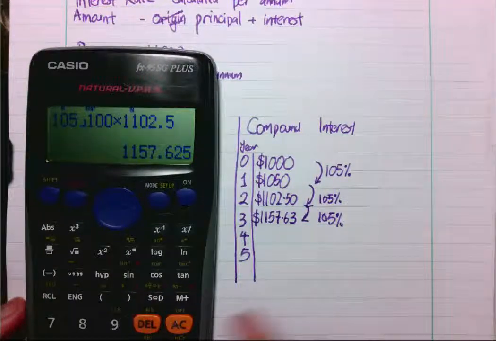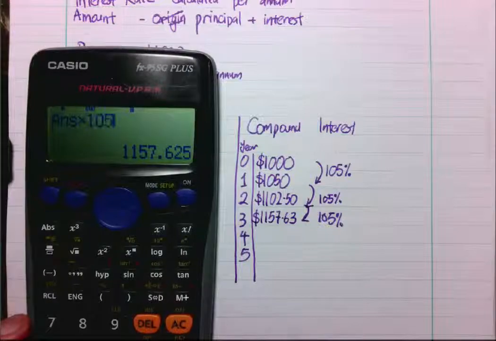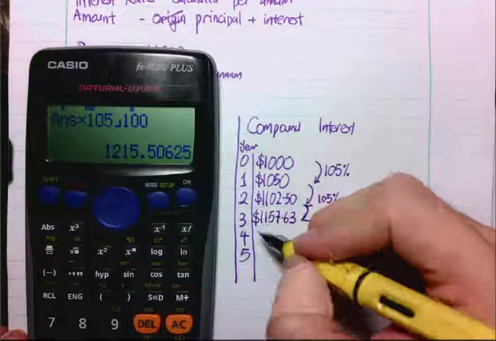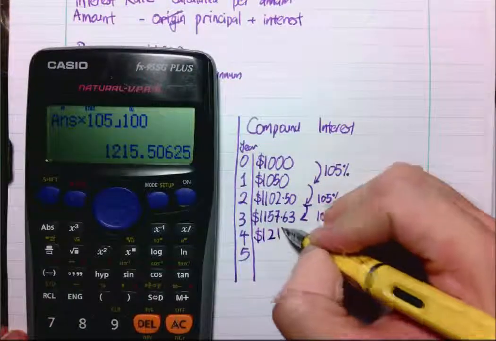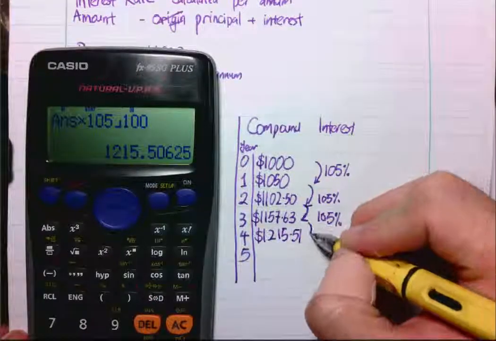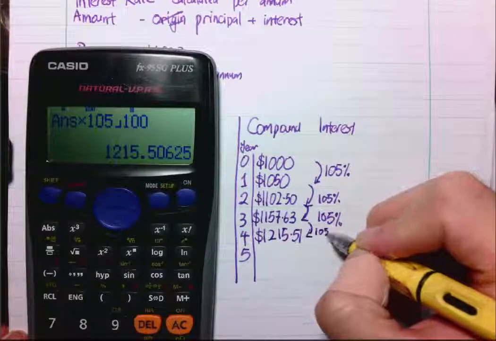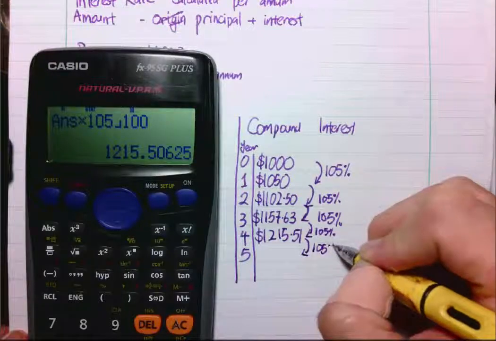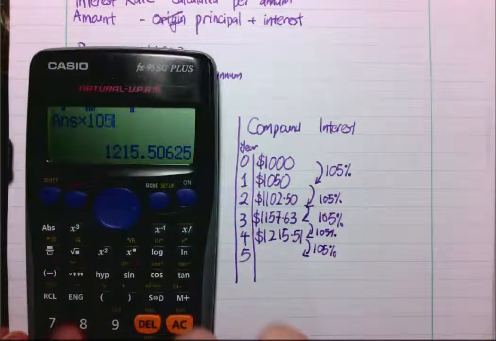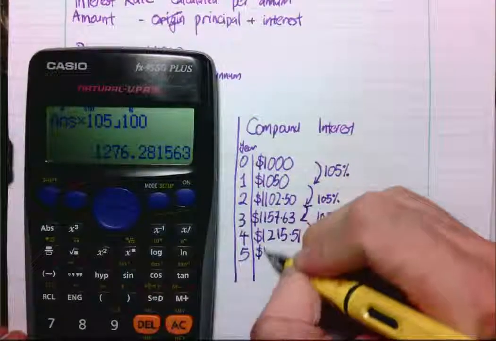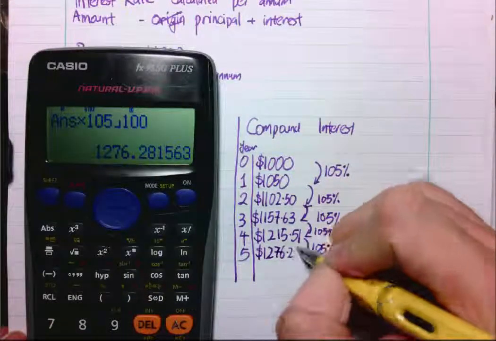Then after the 4th year, again by 105%, I get 1215.51. From here to here, it is 105%. And finally, the last time is 105% for the 5th year. So I multiply by 105 over 100, and I get 1276.28.